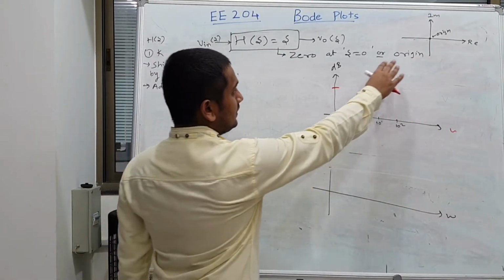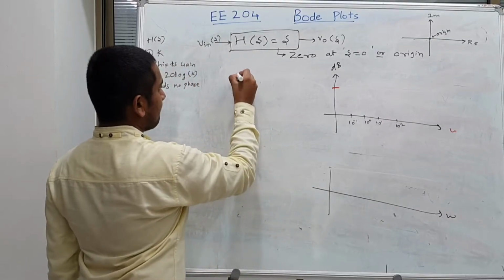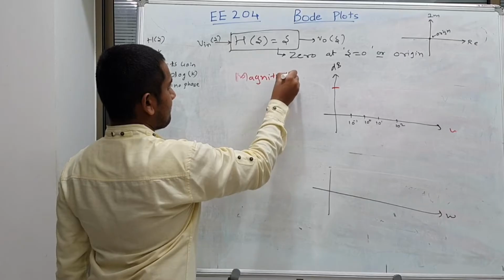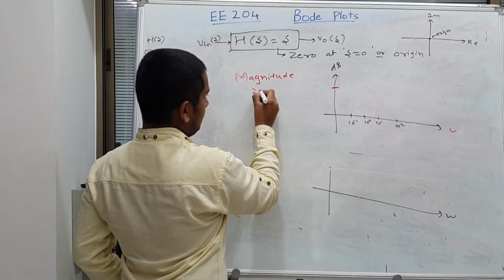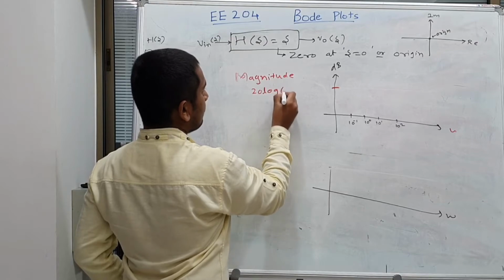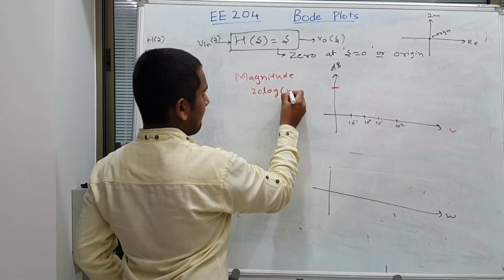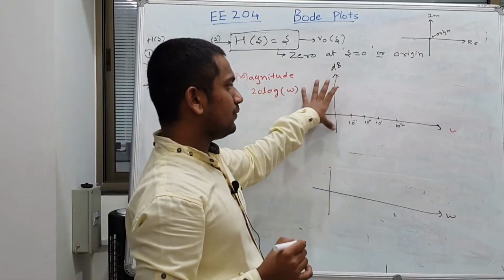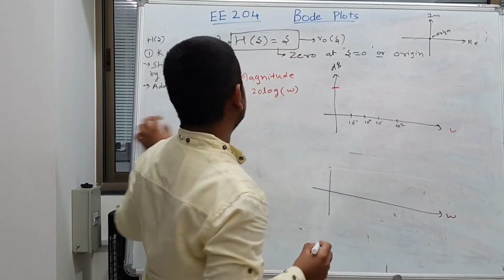Now if there is a 0 at origin, the magnitude will be 20 log of mod of j omega, which is omega. So always before coming to magnitude plots, we will substitute s by j omega.